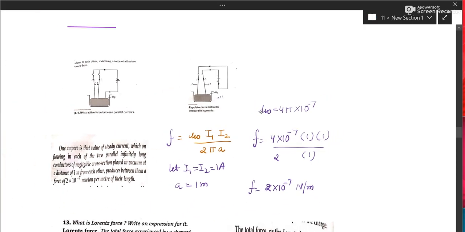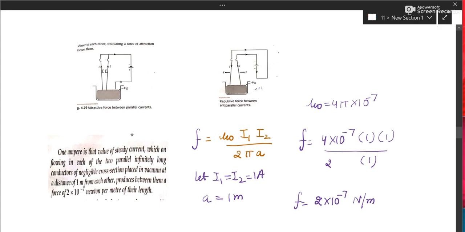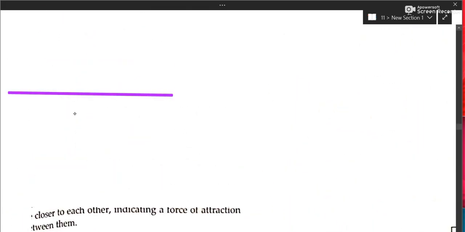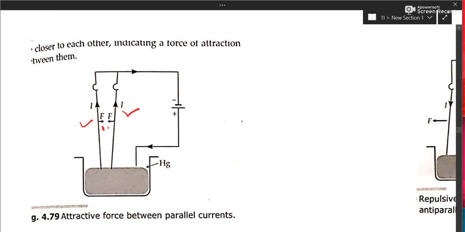Okay, now there is an important topic. But before that we have some diagrams. You can see here. Here when current is flowing in the same direction, you can see they are attracting each other. Kindly observe these forces. They are attracting each other. So here the distance is getting reduced.